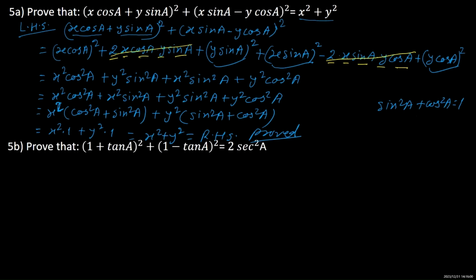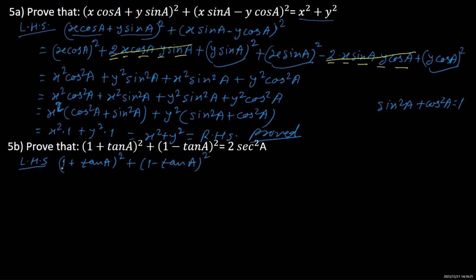Let's see the next question. That is, prove that (1 + tan A) whole square plus (1 - tan A) whole square equal to 2 sec square A. Here also we'll take LHS. LHS is (1 + tan A) whole square plus (1 - tan A) whole square.